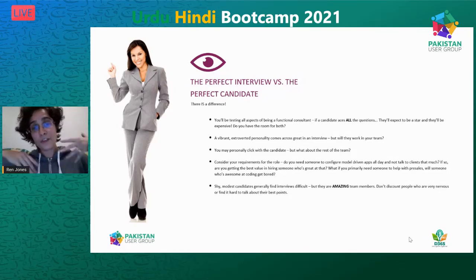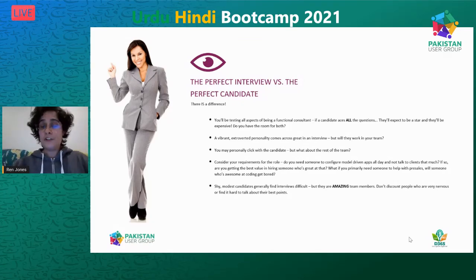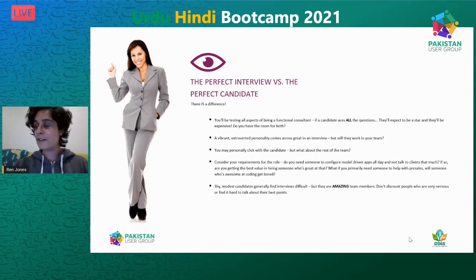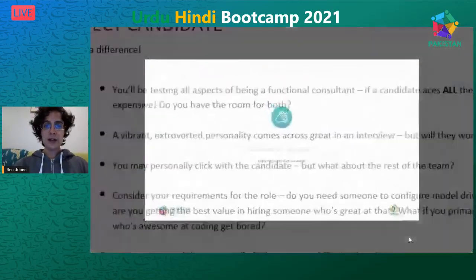And lastly, vibrant, extroverted people always ace interviews, but shy and modest candidates can have a lot of problems with interviews. They might be nervous speaking, they might not feel great about aggrandizing their achievements, but they can be great team members. You shouldn't be discounting people who are nervous, who find it hard to talk about their best points. Okay? All righty.